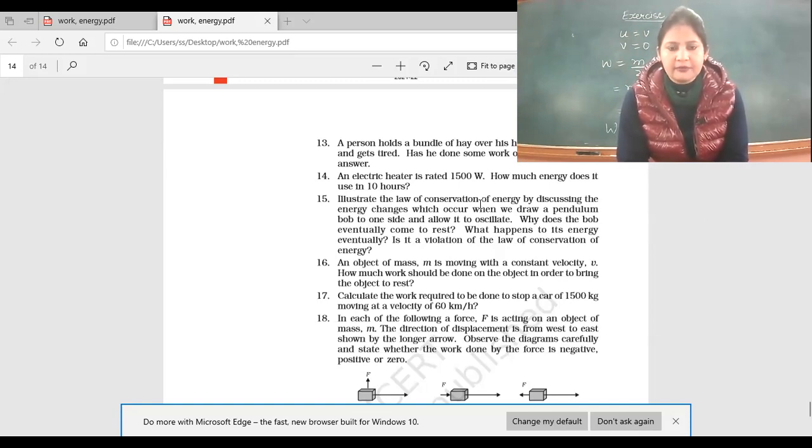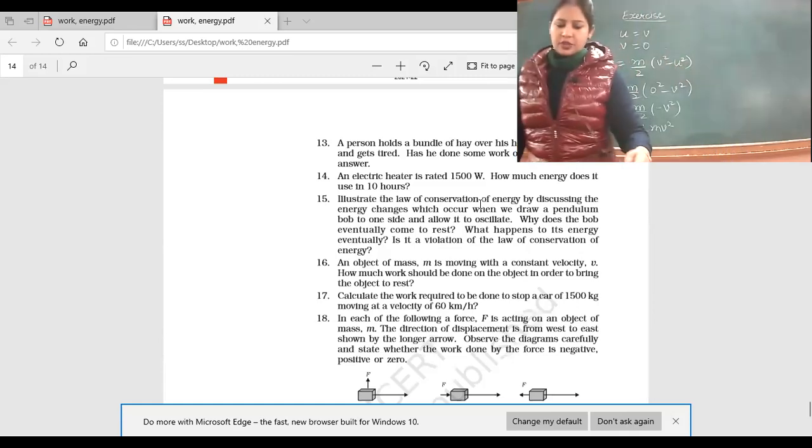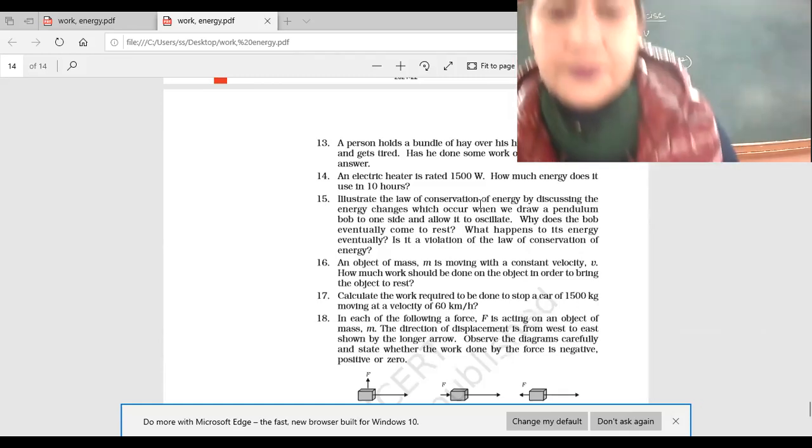Negative. It is negative. Why? Because the direction of force and displacement are opposite. Displacement is acting in the opposite direction to force. The direction of force and displacement is opposite. That's why. Okay, let us see question number 19 now.